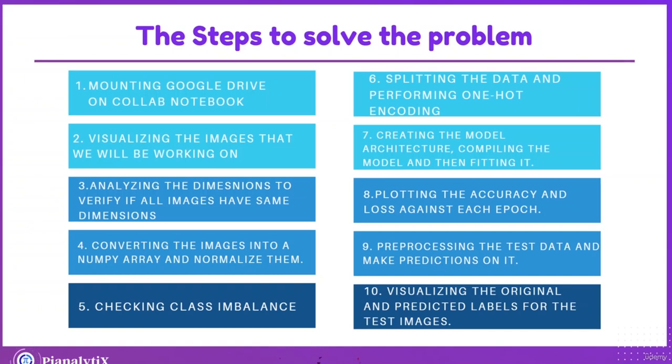Next, we will create the model architecture. We'll compile the model and then we fit the model. After that, we'll plot the accuracy and the loss against each epoch. Then we will pre-process the test data and make predictions on it. And in the end, we will visualize the original and predicted label for one of the test images.